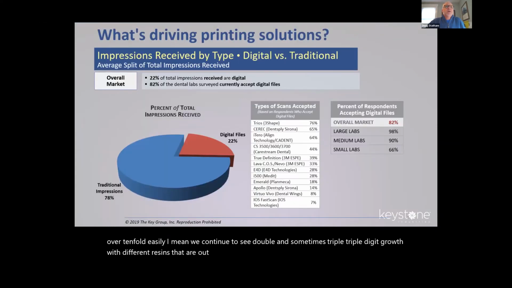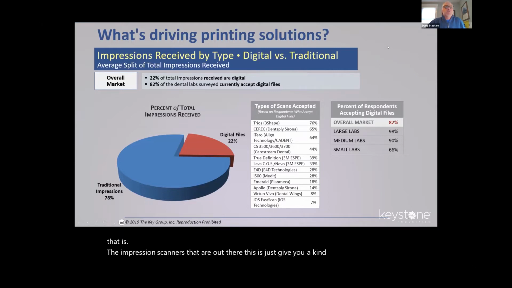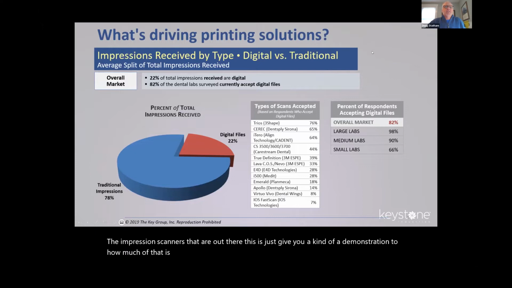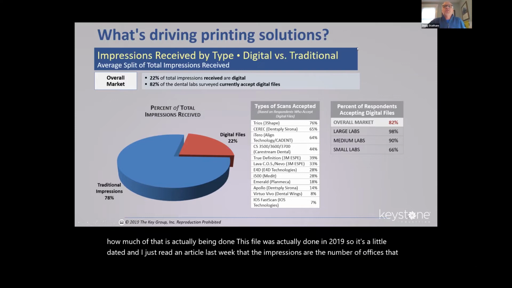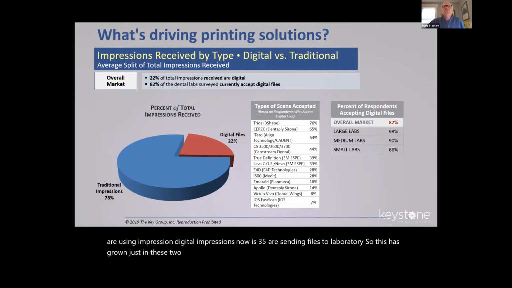One of the driving factors for that is the impression scanners that are out there. This is just to give you a demonstration as to how much of that is actually being done. This file was done in 2019, so it's a little dated. I just read an article last week that 35% of offices are now sending digital impressions to laboratories. So this has grown just in these 2 years. You can see it's grown almost 15%. So we continue to see strong growth here.